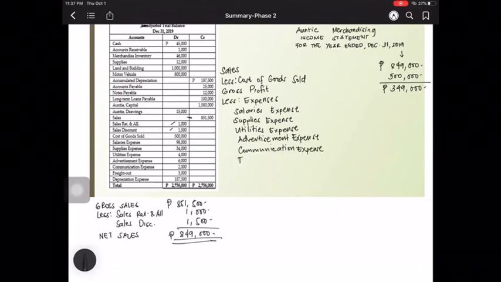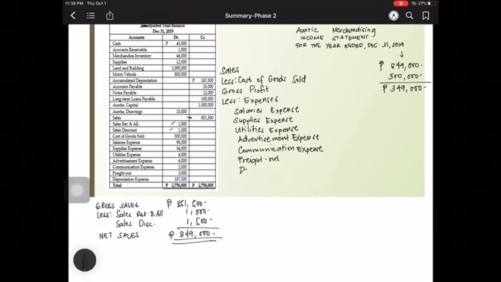Freight out. Okay, do not forget the difference between a freight out and a freight in. Your freight in, again, is the amount of the delivery cost, but that amount of delivery cost is added to the merchandise inventory. On the other hand, if the delivery cost is considered as a freight out, then it must be recorded as an expense. All right, so here we have a freight out.